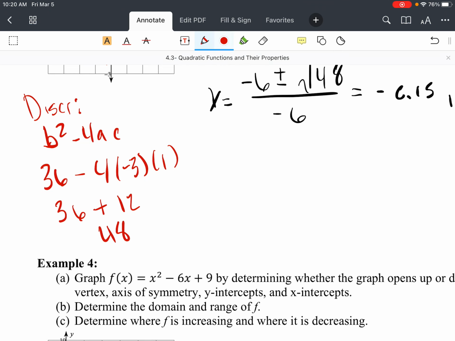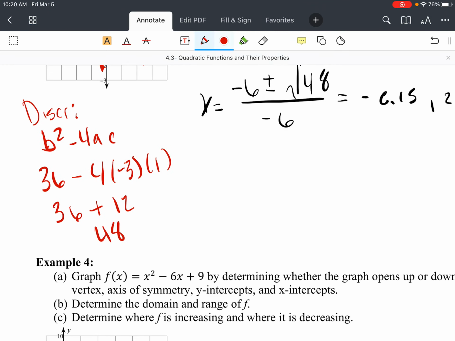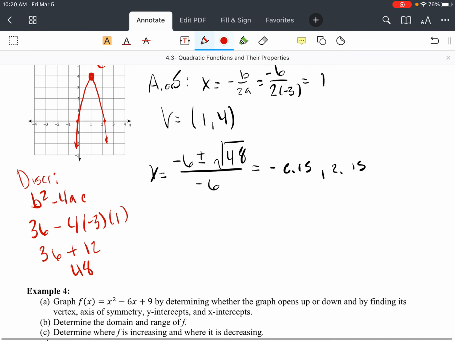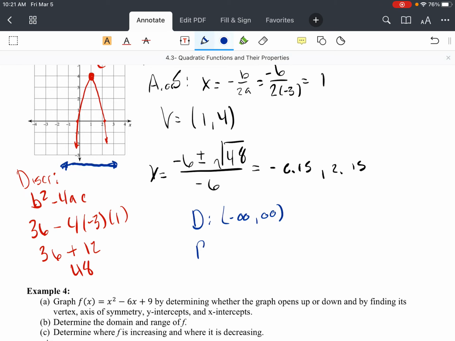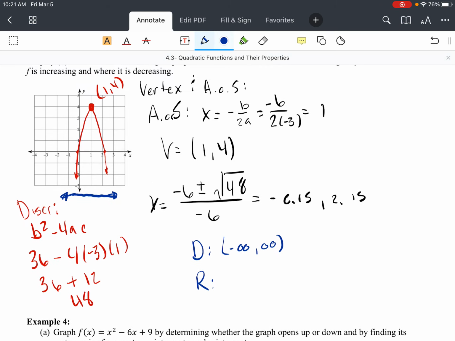All right. So the last thing it's asking for is the domain and range and where it's increasing or decreasing. Okay, so our domain, remember we're looking at arrows, so it's going to be pointing to the right and to the left, and we have no gaps in between them. So our domain is from negative infinity to infinity.